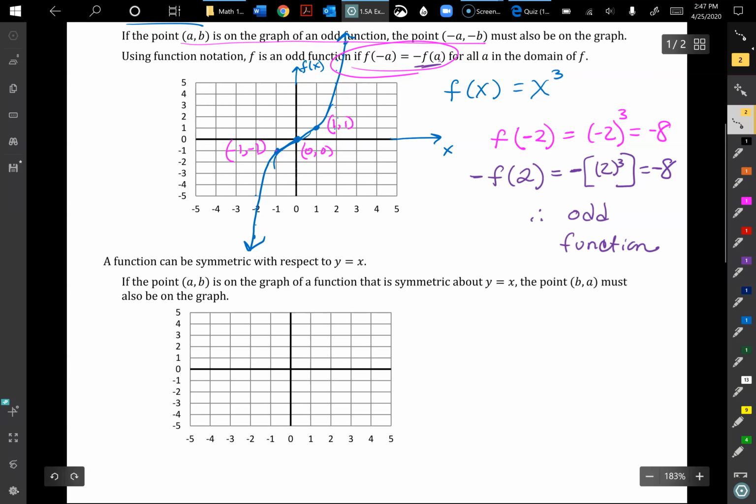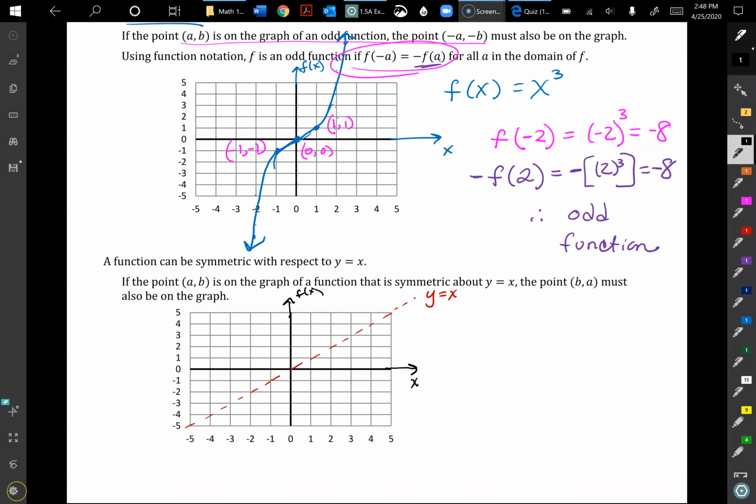The next thing we want to look at is when a function can be symmetric with respect to y equals x, and that's this line of symmetry here. If I have -1, -1, 0, 0, 1, 1, 2, 2, 3, 3, so y is just always equal to x, and that's what our inverses are symmetric about. So we want to take a look at a graph like that. Our fold line this time is this red dash, y equals x. I just kind of sketched that in there. And then I'm just going to sketch a little piece here.